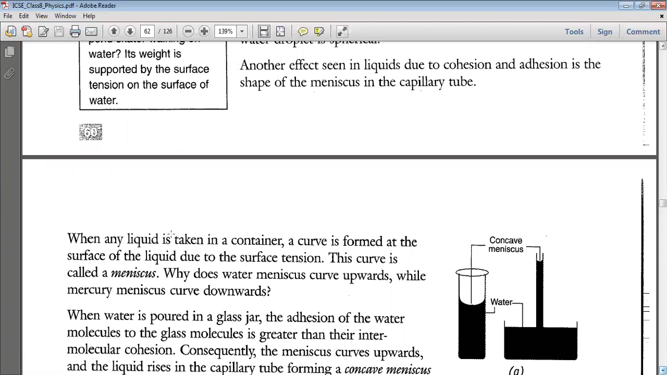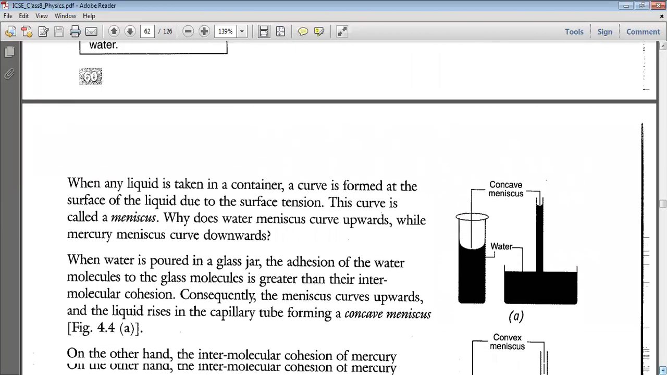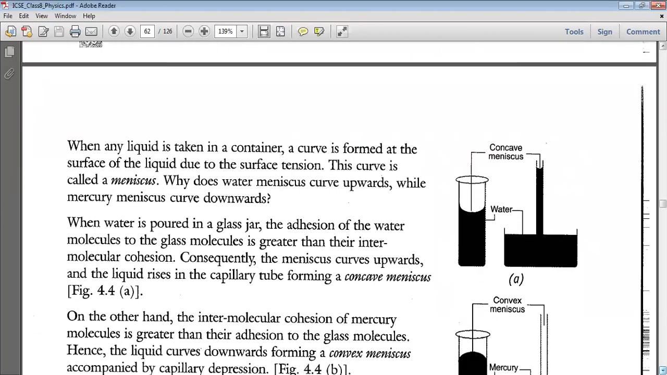So when any liquid is taken in a container, a curve is formed at the surface of the liquid due to the surface tension. So this curve is called a meniscus. And there are two types of meniscus. One is a concave meniscus and the other is a convex meniscus.